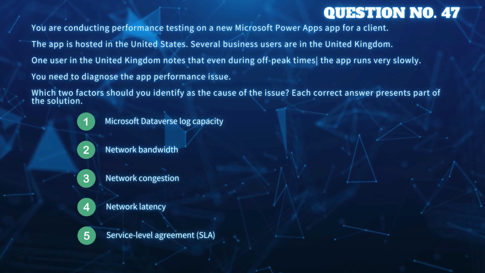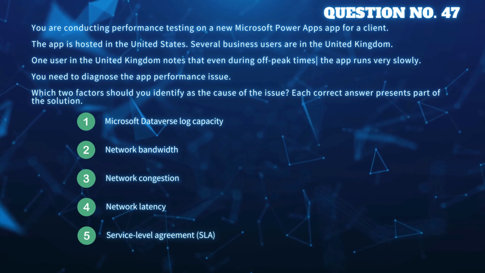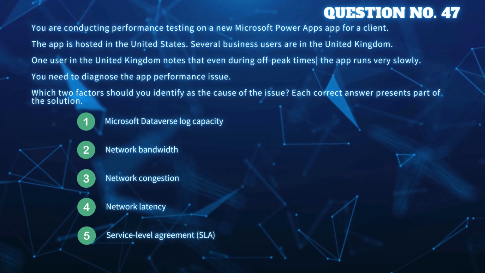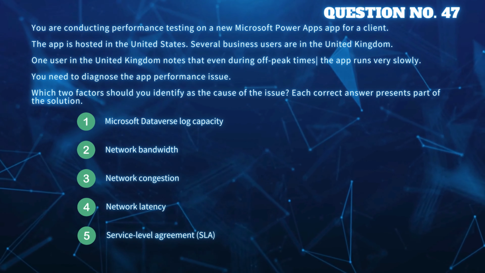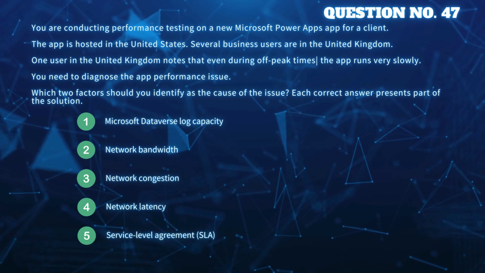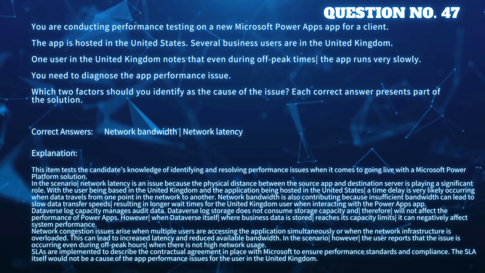Option 1, Microsoft Dataverse log capacity. Option 2, network bandwidth. Option 3, network congestion. Option 4, network latency. Option 5, service level agreement, SLA. Correct answers: network bandwidth and network latency.